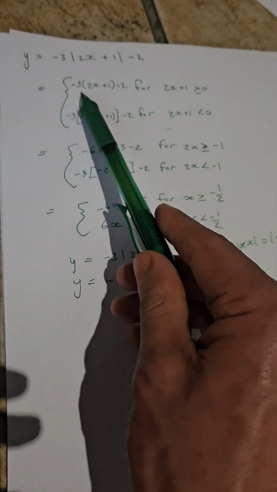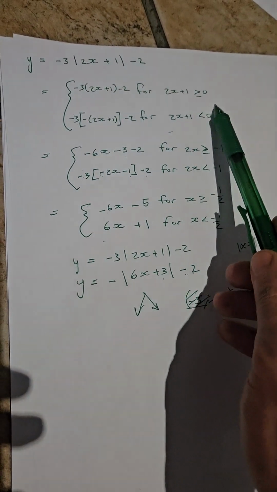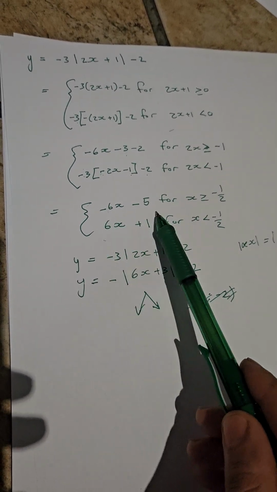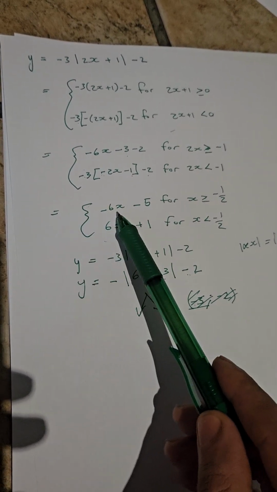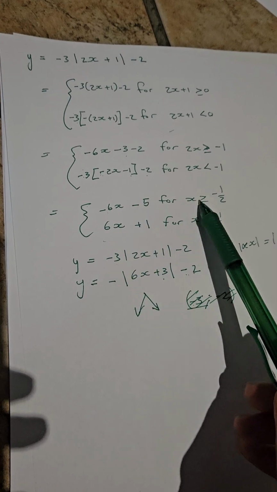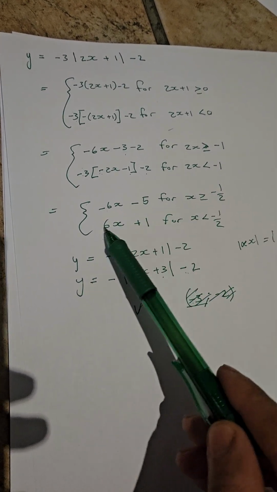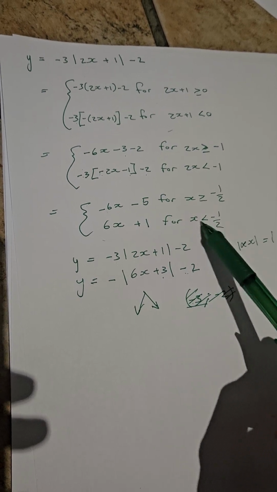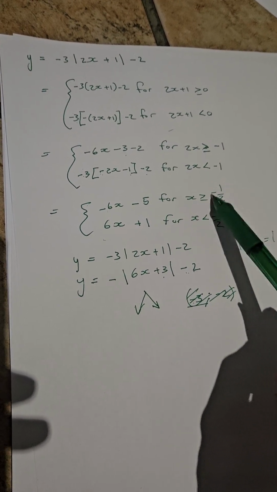Okay, now all I did was multiply this out, solve this. I did it in like 2 steps. In the end, I get 2 lines. Y is equal to negative x minus 5 for x greater than a half, and 6x plus 1 for x smaller than negative a half. This is also negative a half.